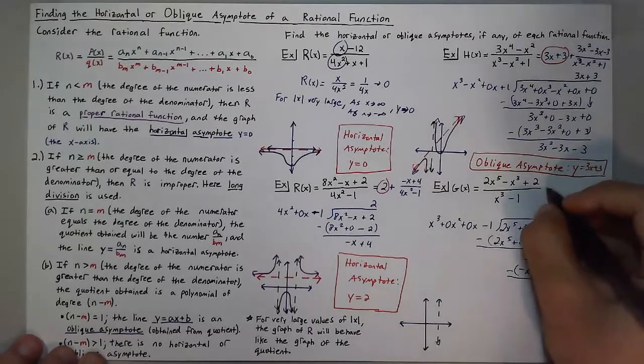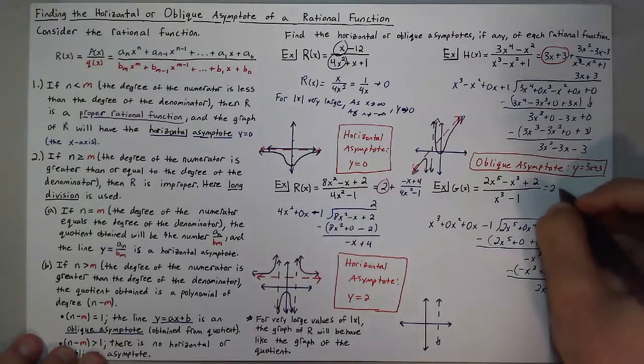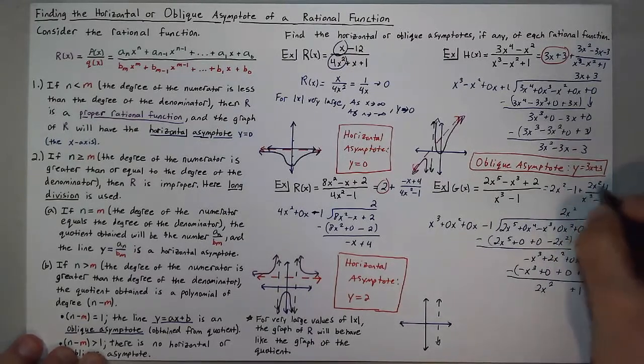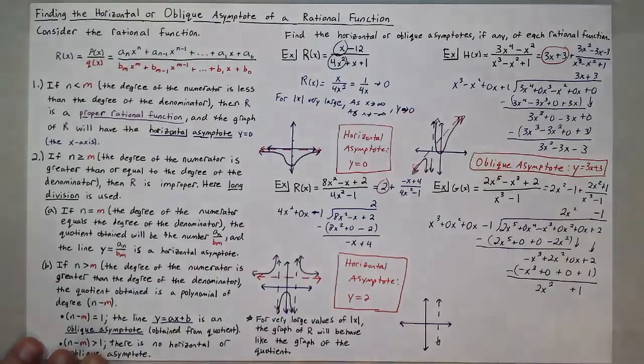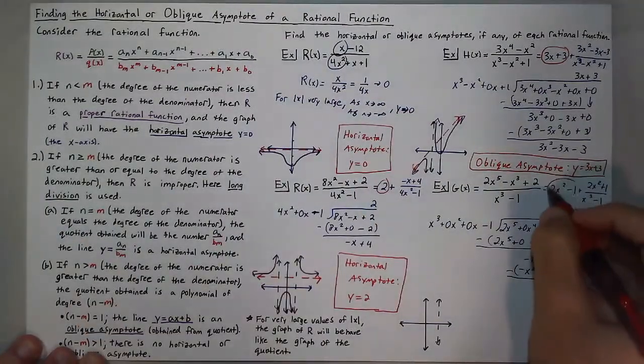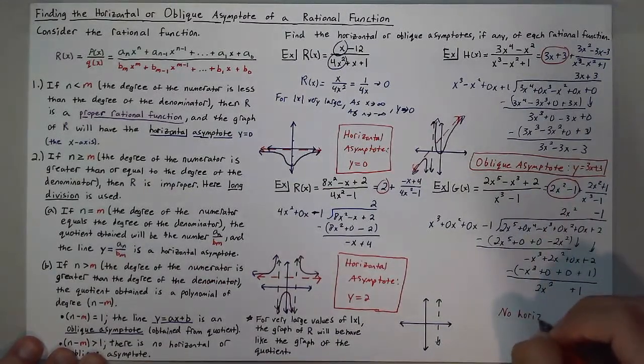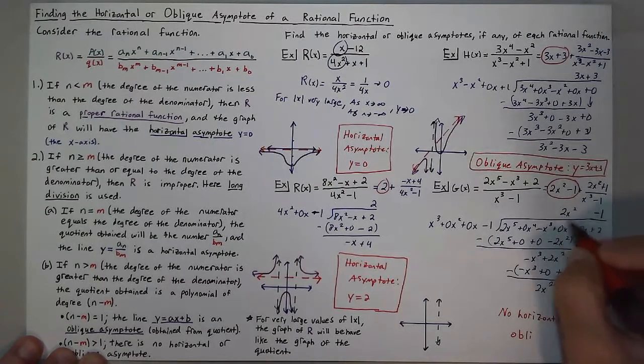So when I divide these two, I get 2x squared minus 1 plus the remainder, 2x squared plus 1, over the divisor x cubed minus 1. Again, the remainder there follows the same rules as that first example. That'll just go to 0. But the rest of the graph behaves like this function, which means that there is no horizontal or oblique asymptote, because that's a quadratic function, not a line.